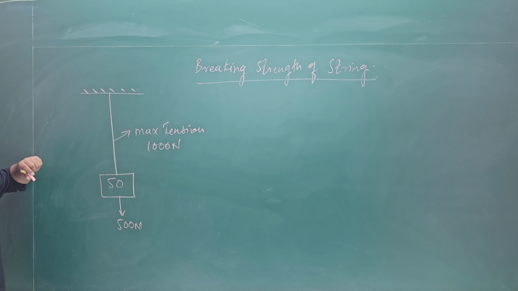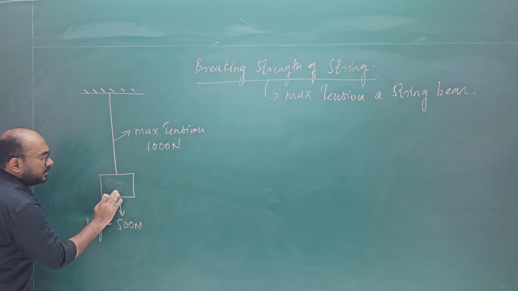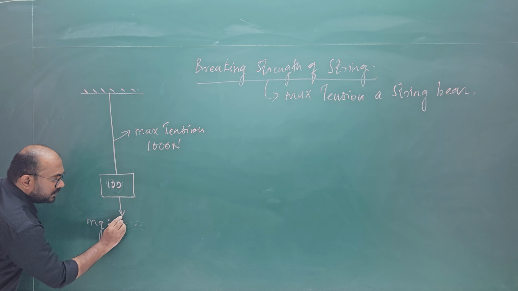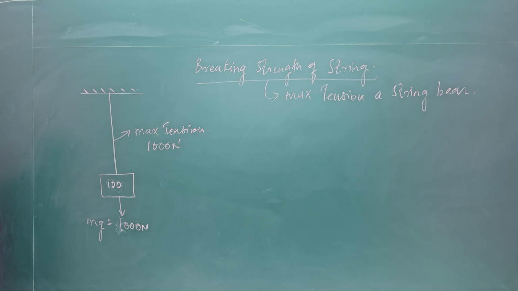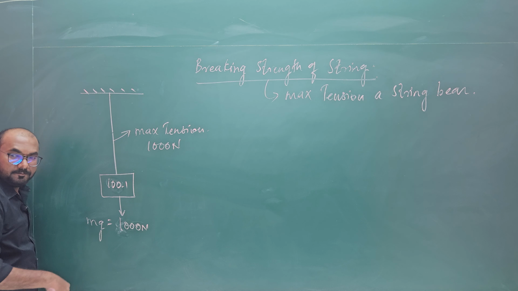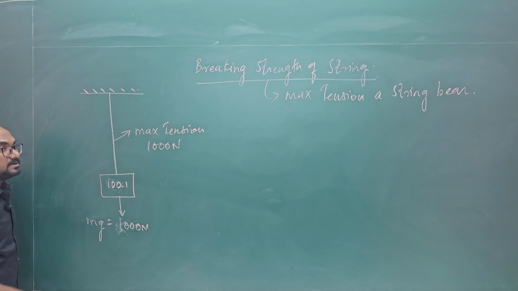Now let us try to understand. I applied a mass of 50 kg, and because of that mg we got 500 Newton. If I increase the mass to 100 kg, I will get mg equal to 1000 Newton. Will the string get broken? No. Tension and mg are both equal. If I increase the mass a bit, let's say 100.1 kg, I will get 1001 Newton. The maximum tension this string can bear is 1000 Newton, so the string gets broken.